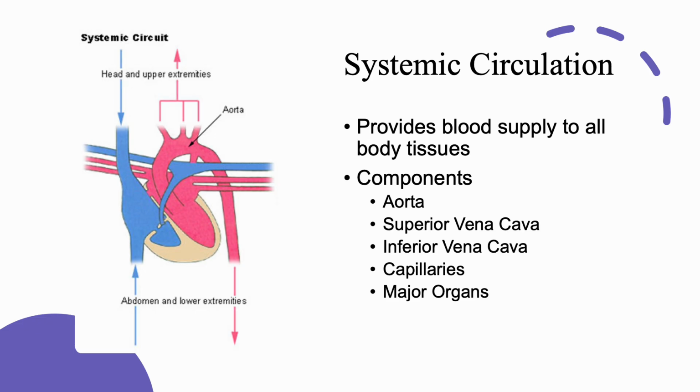The deoxygenated blood then returns to the heart through veins and eventually enters the superior and inferior vena cava before reaching the right atrium. Systemic circulation is responsible for maintaining tissue perfusion and supporting the metabolic needs of every organ system.